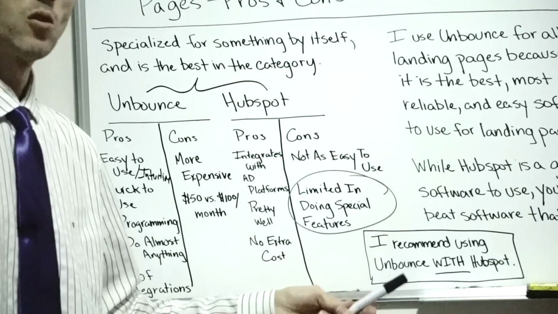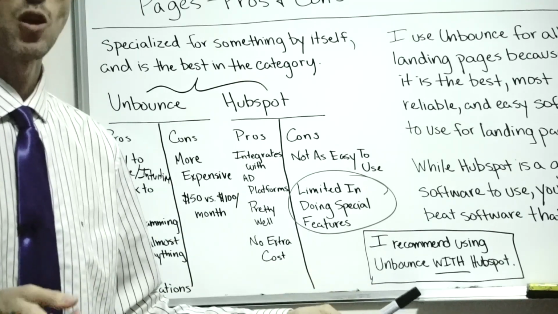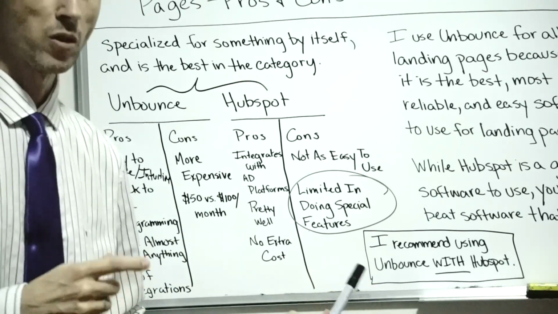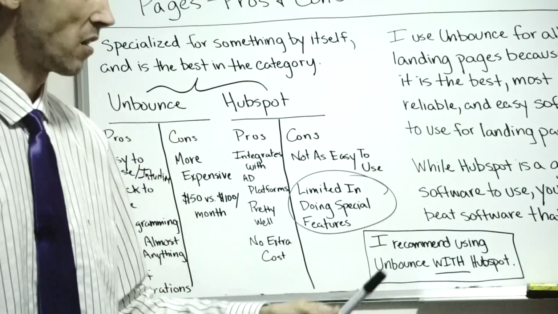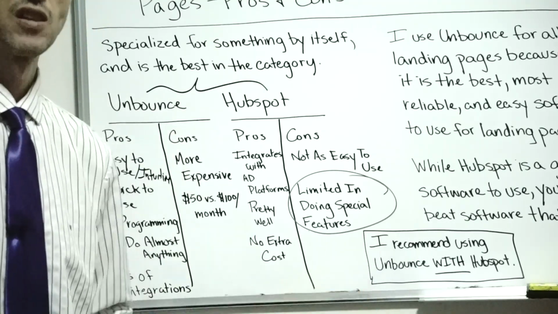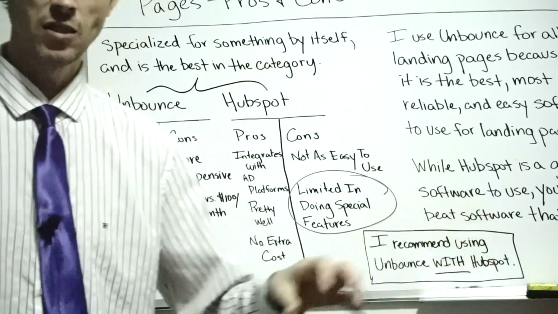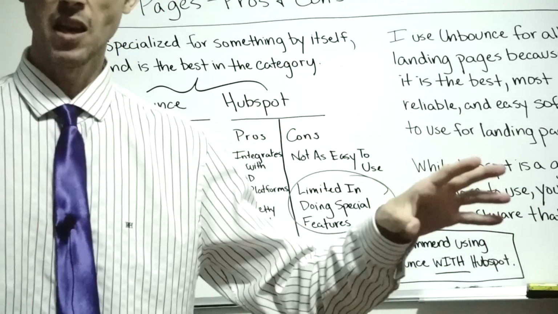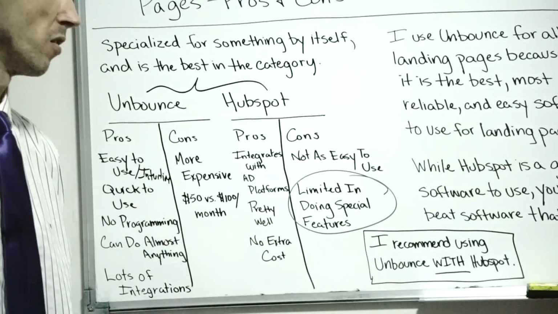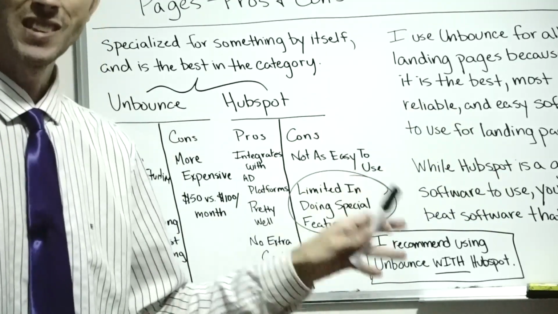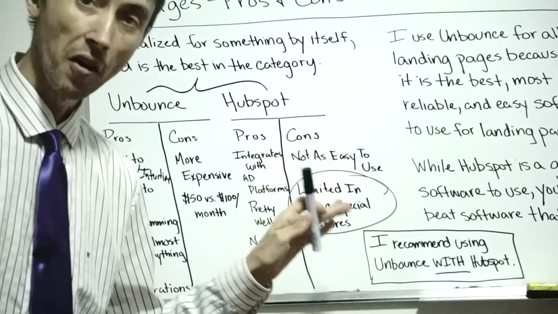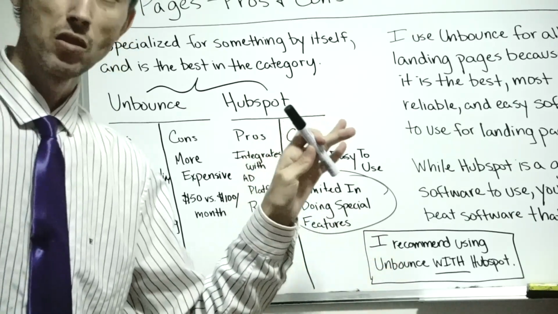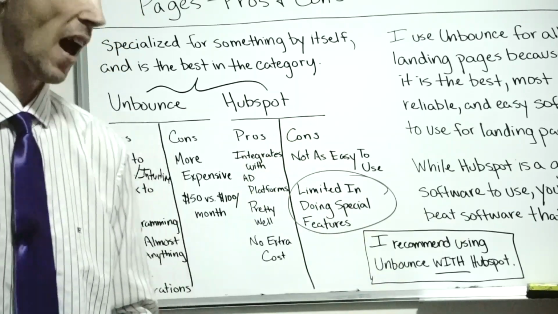Again, use HubSpot. It's a great software, but just don't do it without Unbounce if you expect to make the most money from your ad campaigns, because you can do a lot more with Unbounce. Style-wise, it takes less time to do it and is quicker to do what you want to do. So don't skimp on the landing pages to try to save money and make more money on your ad campaigns.